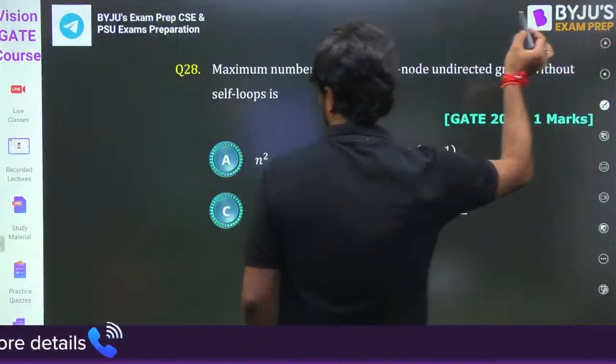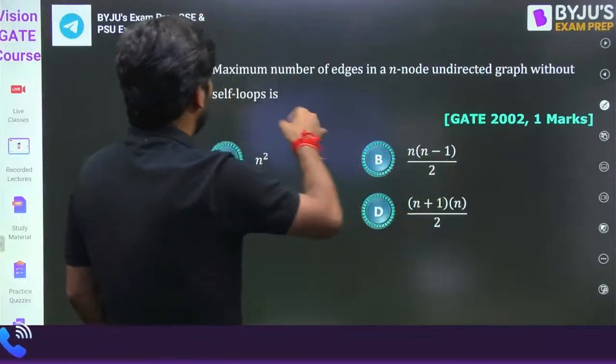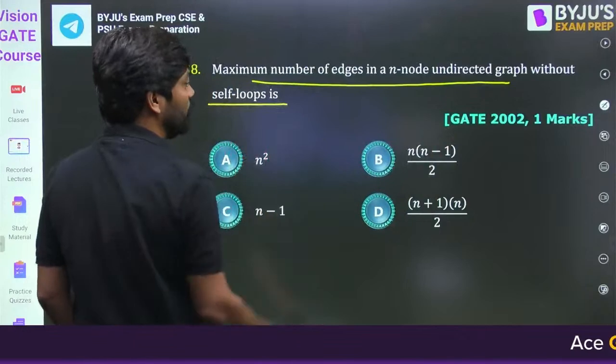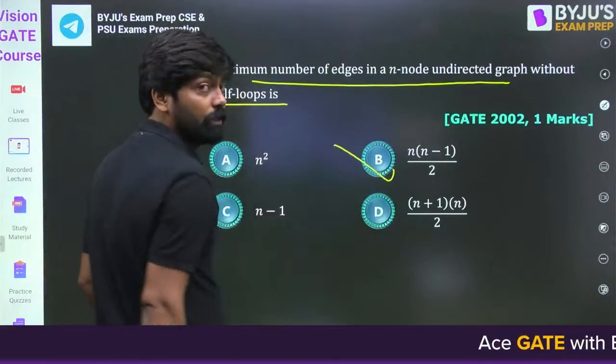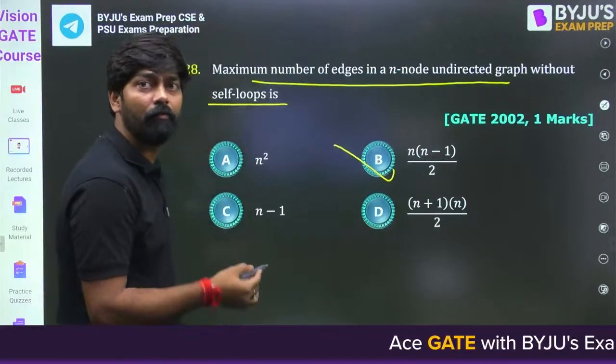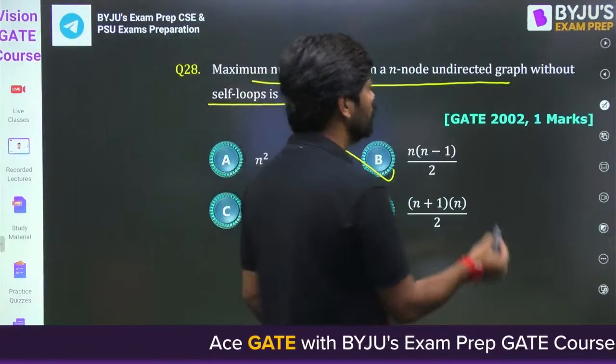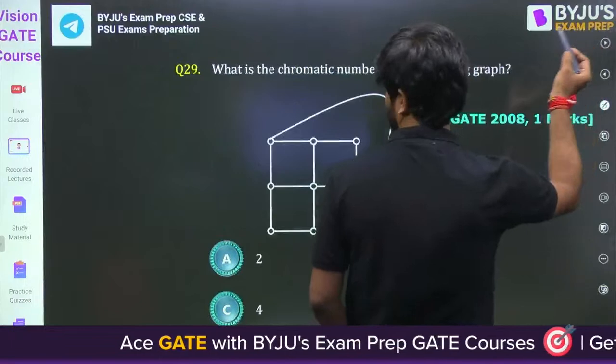Okay. Now, the maximum number of edges in an n node undirected graph without self loop. Without self loop, it is the number of edges in the complete graph, nC2, which is n into n minus 1 upon 2. So B for Bombay is the right answer for this one.